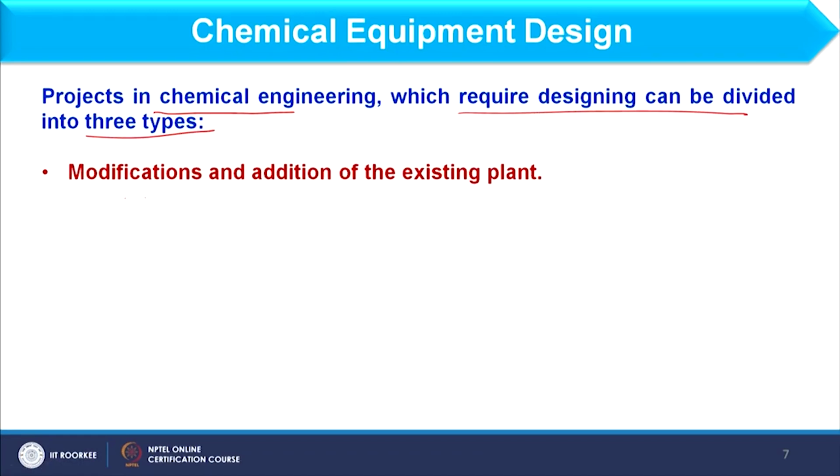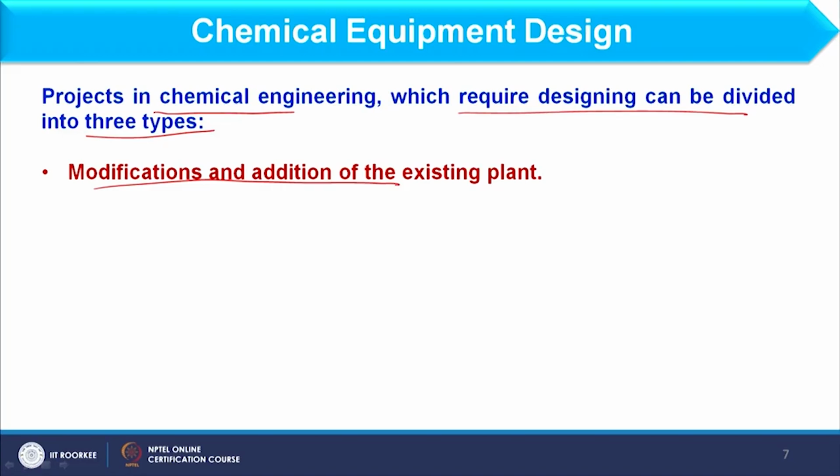The first is modification and addition to an existing plant. What is the meaning of this? If I have to modify the existing plant, some new technique is available and I have to install that new technique, I have to design the equipment. Addition means what? If I am adding an additional product in my existing plant.